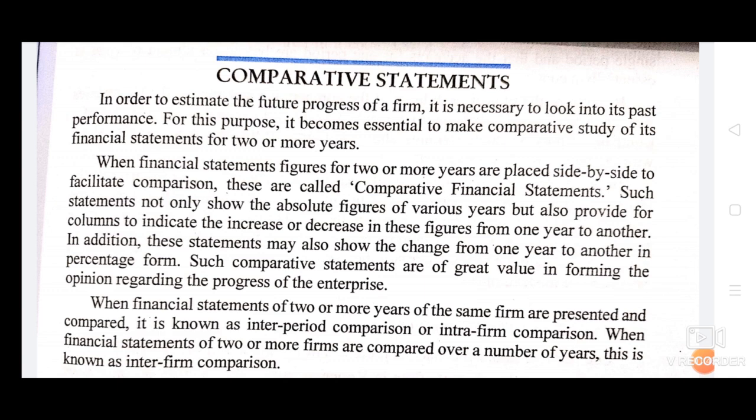Comparative statements are the comparison made of current year's figures with last year's figures. So these statements are known as comparative statements. They make comparison between them. When financial statement figures for 2 or more years are placed side by side to facilitate comparison, these are called comparative financial statements. They show comparison in the form of percentage or in the form of increase and decrease, etc. So now we will prepare comparative statements from today.